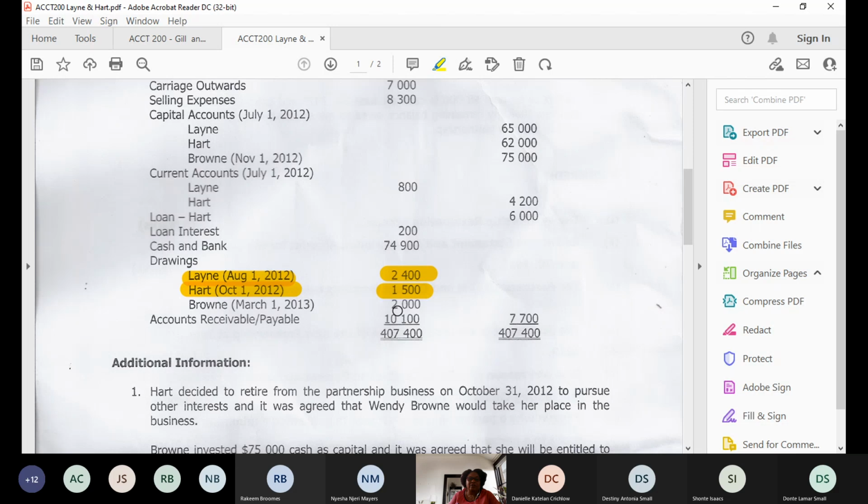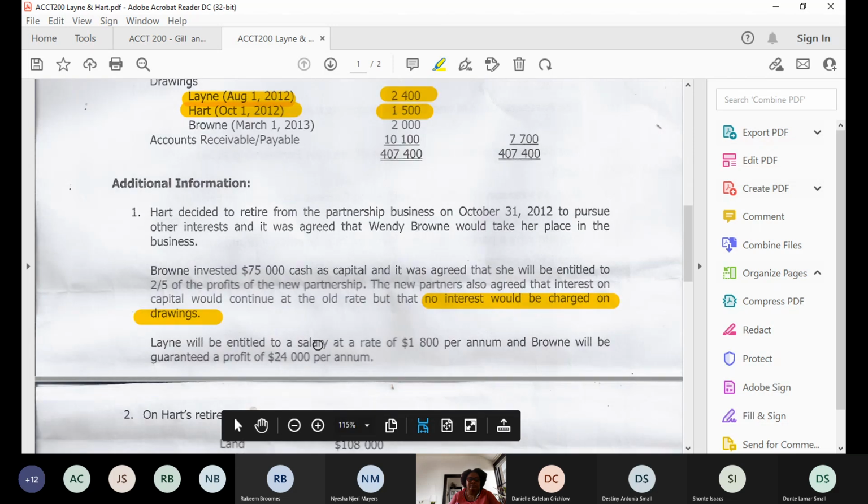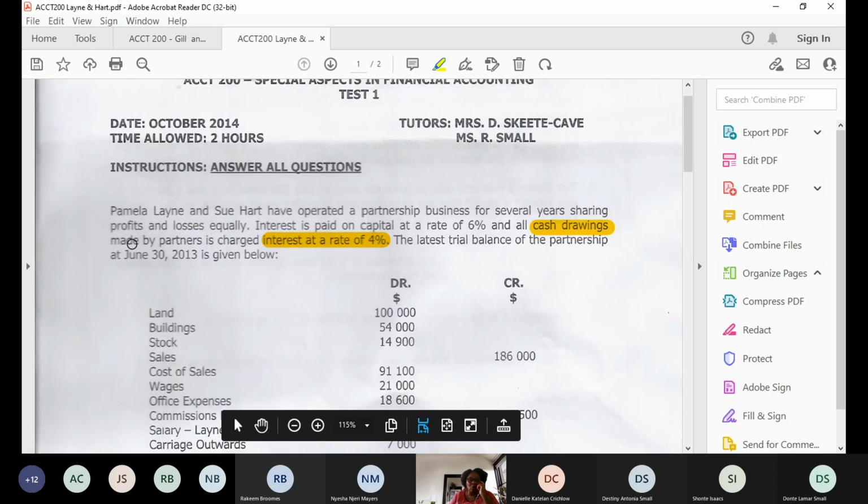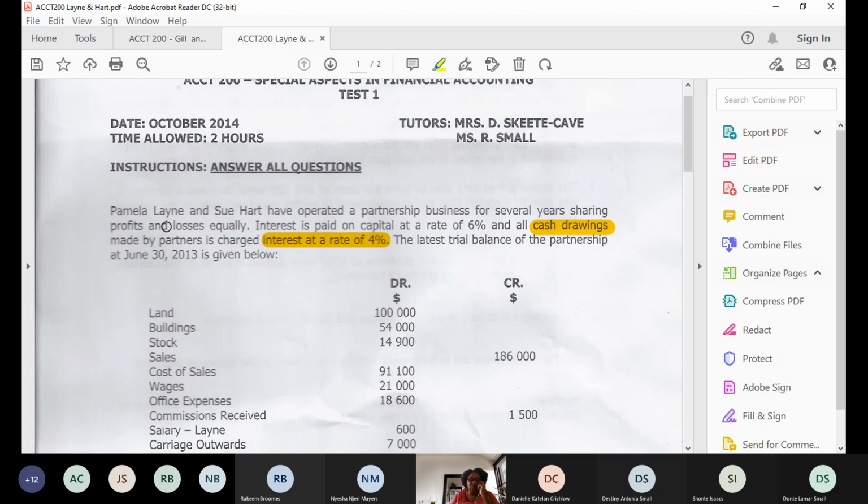We also see that there is a salary. There's a salary for Layne, and that salary is $1,800 a year. However, this is under the new agreement, where Layne is getting a salary of $1,800 a year. When we look back at the old agreement, there is no salary for any of the partners. So that means that Layne's salary has to do with the new agreement. Under the old agreement, you cannot put any salary.